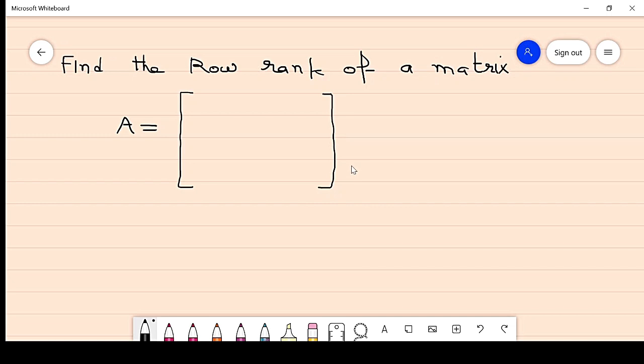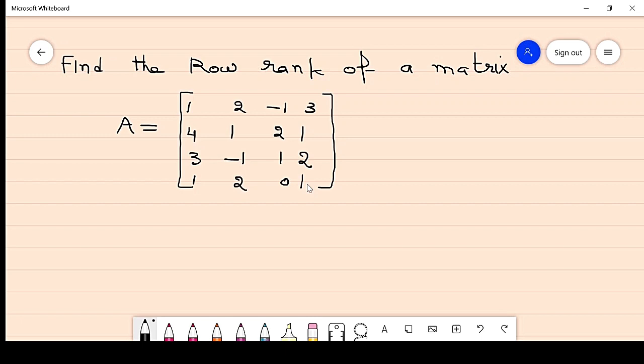So the first row is 1, 2, minus 1, 3; second is 4, 1, 2, 1; third is 3, minus 1, 1, and 2; and fourth is 1, 2, 0, and 1. So that is my question.